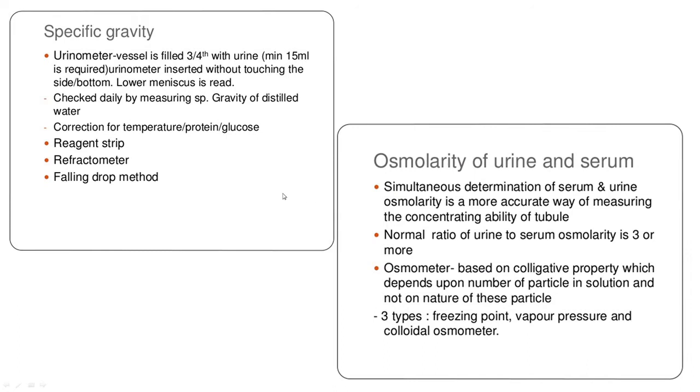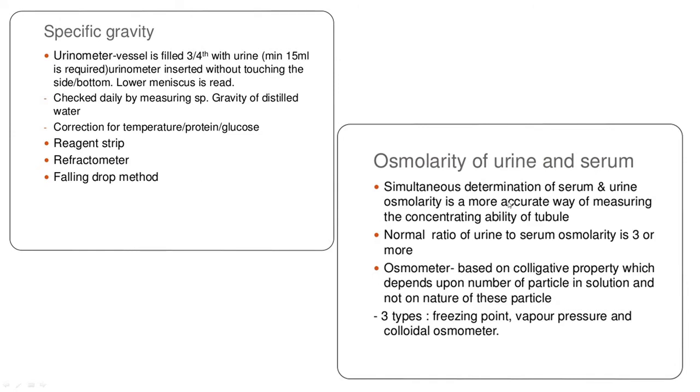Now coming to the pathophysiology of these parameters which we have just enumerated to differentiate between different etiologies of ARF. Specific gravity, as you all do in the urine examination with a urinometer, you fill the vessel with 3/4 of the urine, minimum 15 ml is required. The urinometer is inserted without touching the side or bottom, and the lower meniscus is read. You can also do it by reagent strip, apart from the urinometer, or by refractometer, where only 1 drop of urine is required.